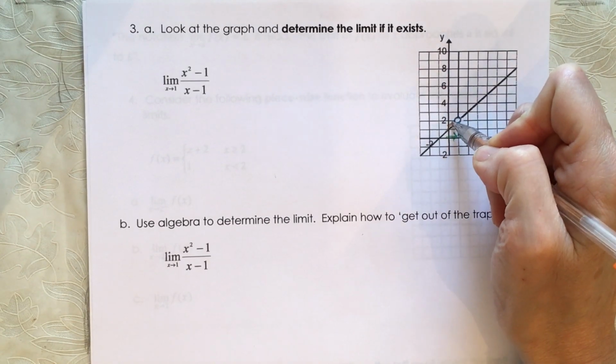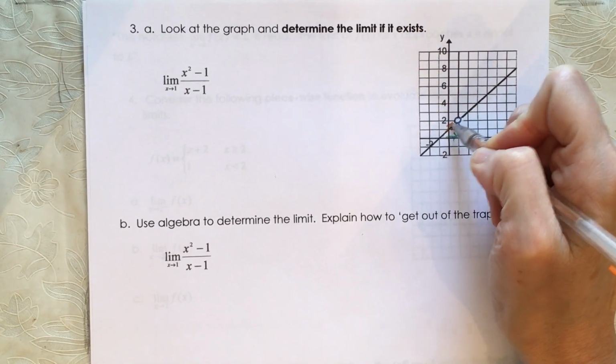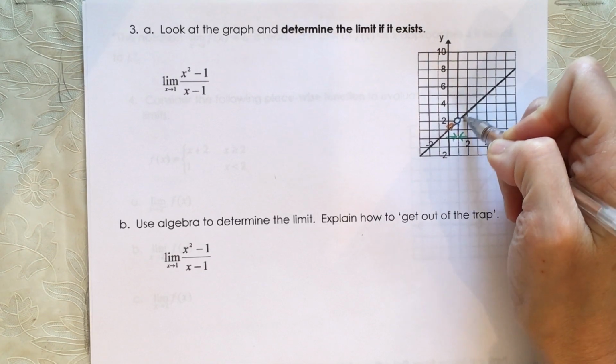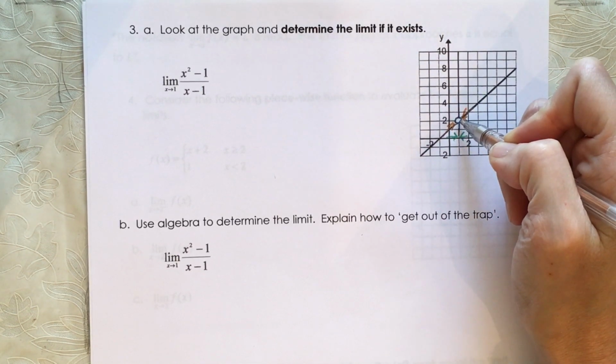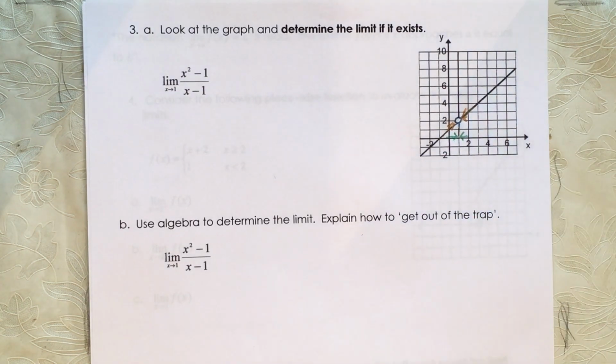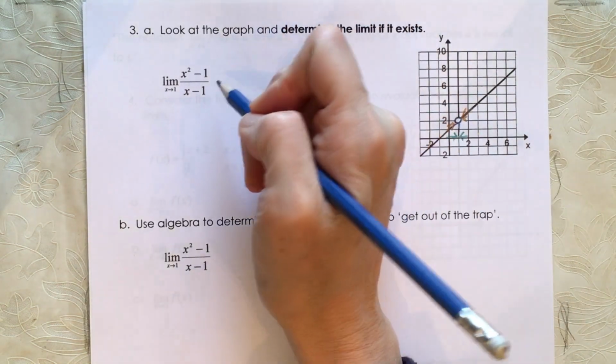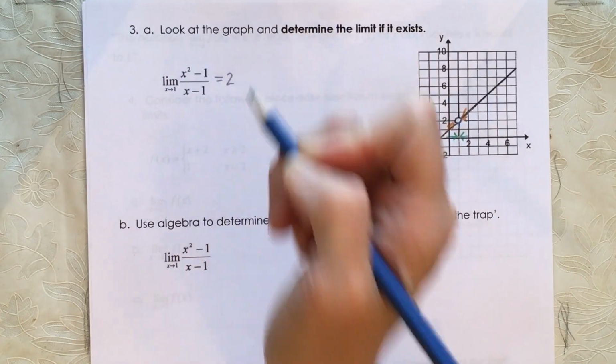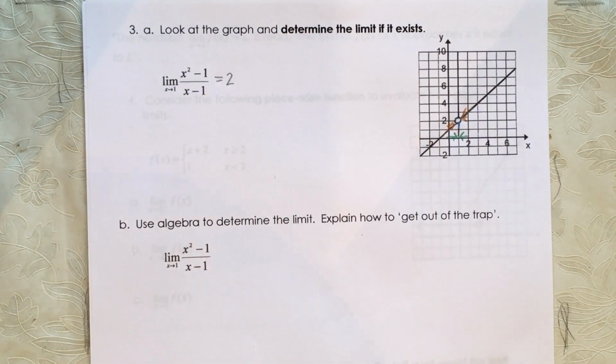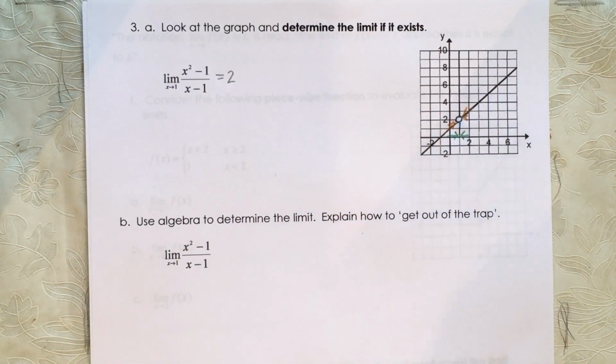From the left, it's approaching this hole here. And from the right, it's also approaching this hole here. And so it's approaching the same value, even though there's a hole there, it's approaching 2. So in our graphical analysis, it's approaching 2, even though there is no point there at 2.